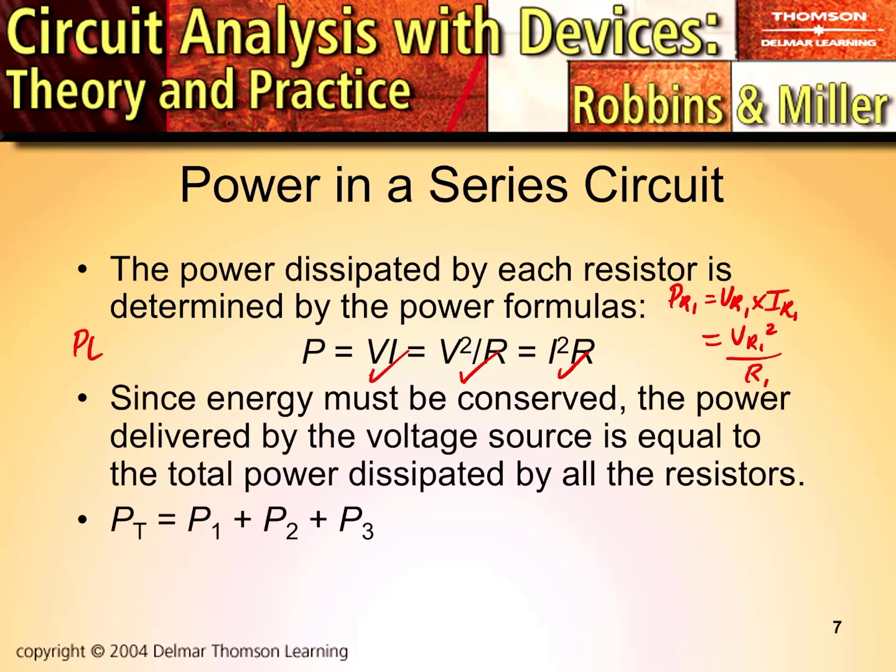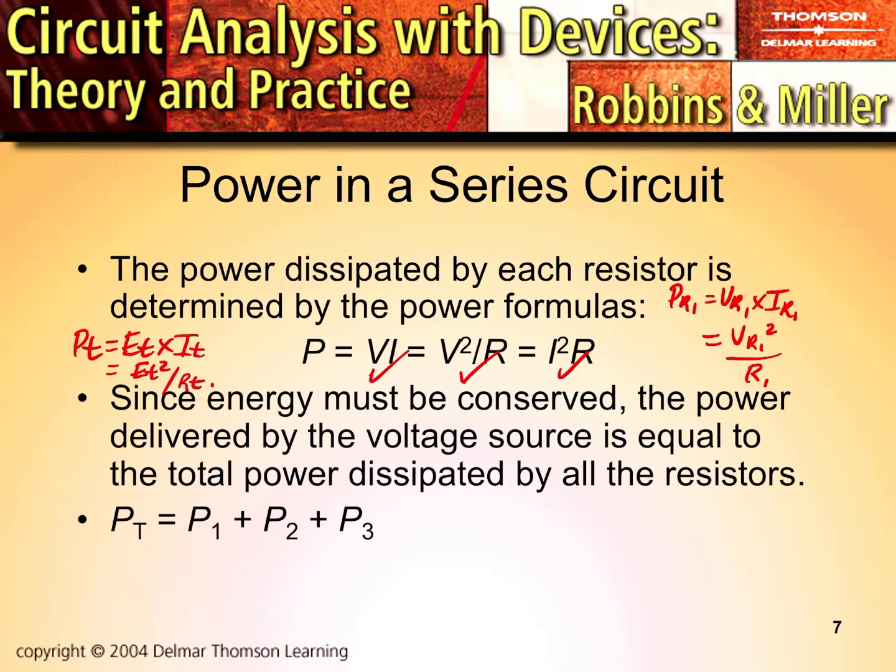What about P total? P total would be E total times I total. Okay, likewise E total squared divided by R total. Using total values, they are going to give you a total power.